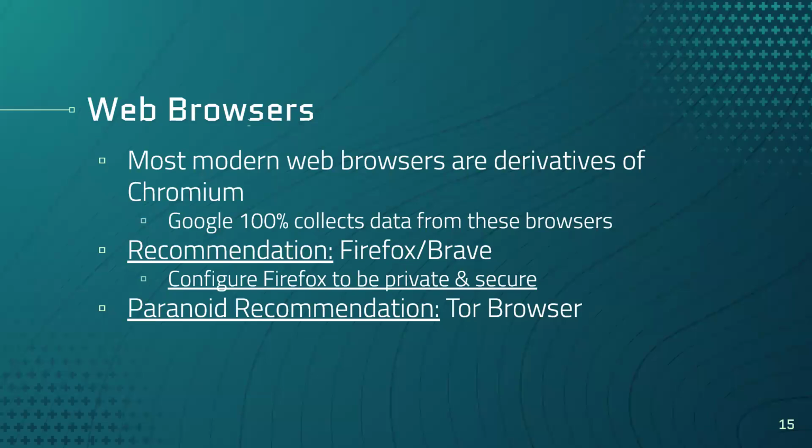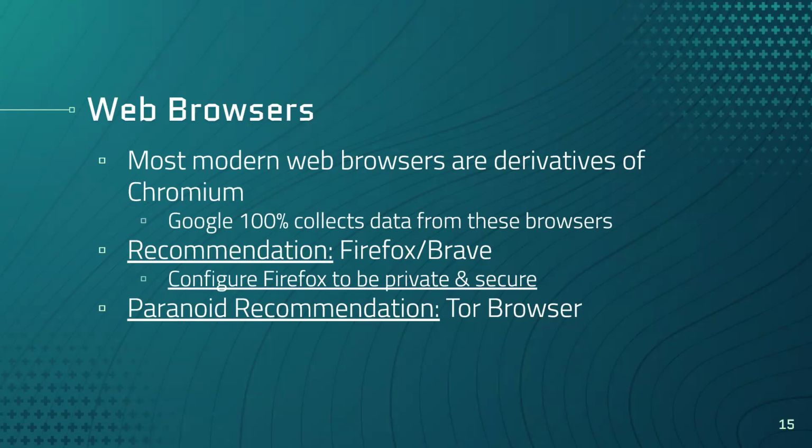For web browsers, I mentioned these because aside from operating systems, these are probably the second most common way for companies and organizations to collect data on you. A lot of modern web browsers are forks of Chromium. Chromium is Google's open source derivative of Chrome. And I know I said Microsoft and Apple might collect data on you, and probably do. Google 100% collects data on you. That is a fact. That's where Google makes its money, from searches and from data collection from their browsers. That's a main source of revenue for them.